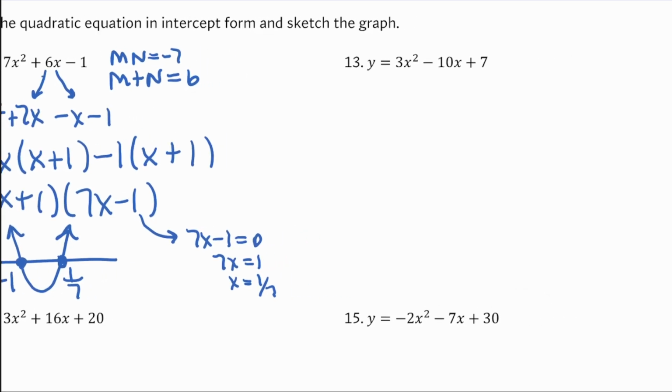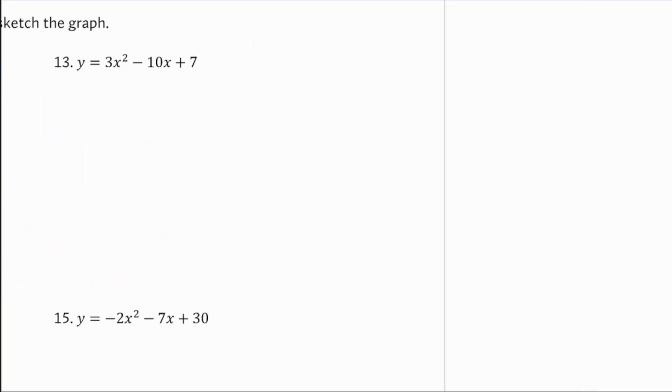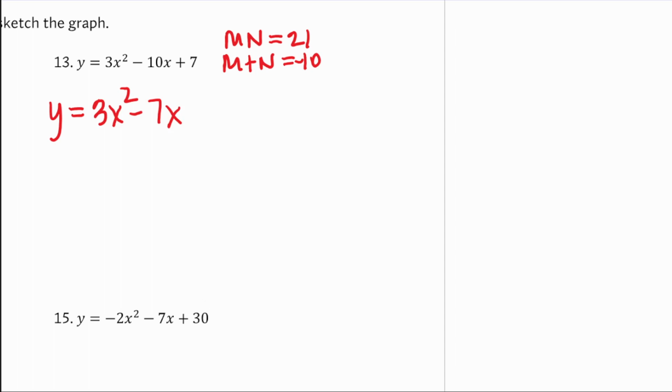Okay, this next one, we've got y equals 3x squared minus 10x plus 7. Okay, so I'm looking for two numbers that multiply to 3 times 7 and add to 10. Okay, this is going to be adding to negative 10. I think it's going to be negative 7 and negative 3. Okay, so I'm going to split the negative 10x into negative 7x and negative 3x. But if you wanted to split it into negative 3x and negative 7x, that would be just fine too. It'll work out just the same.